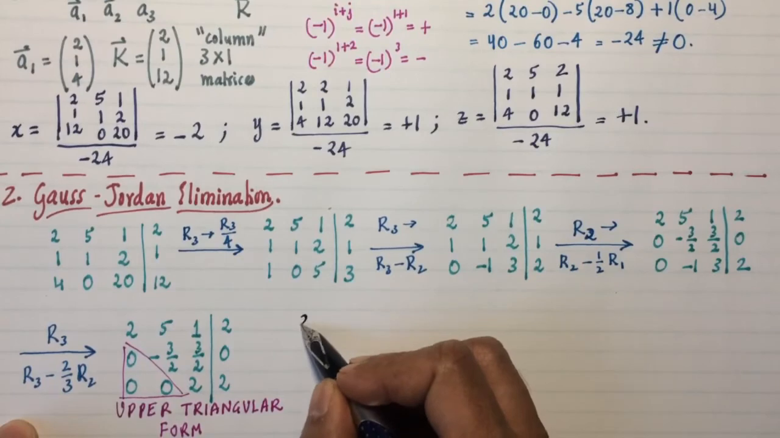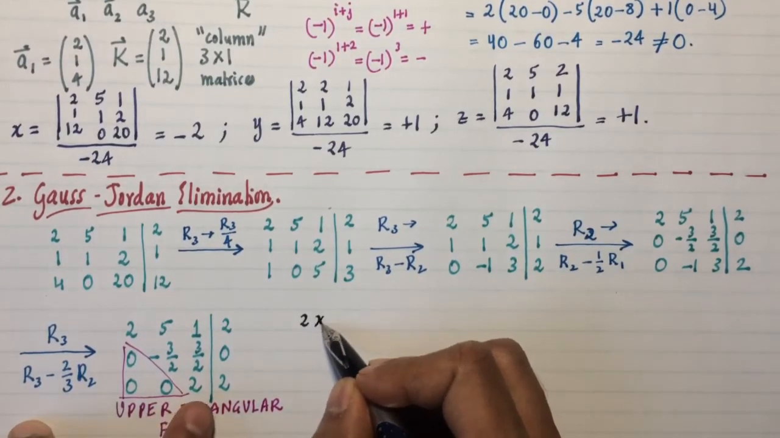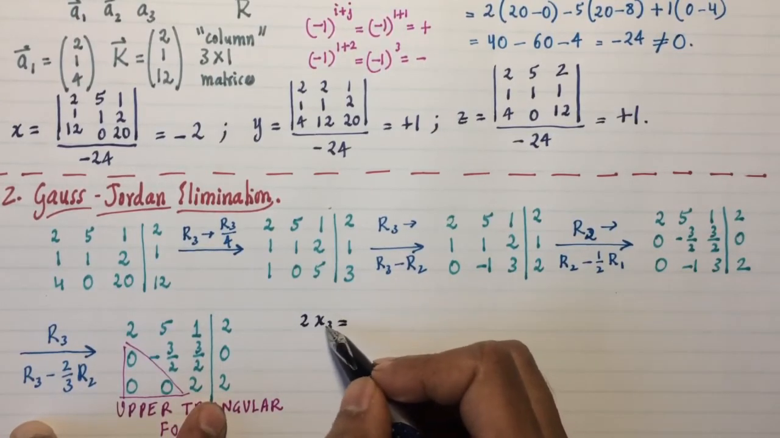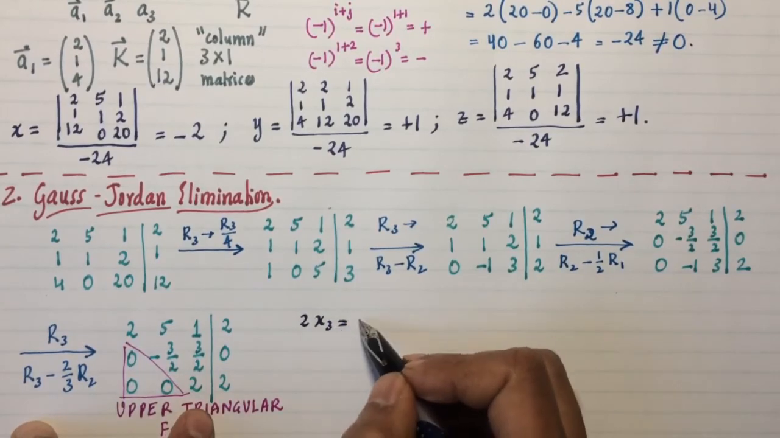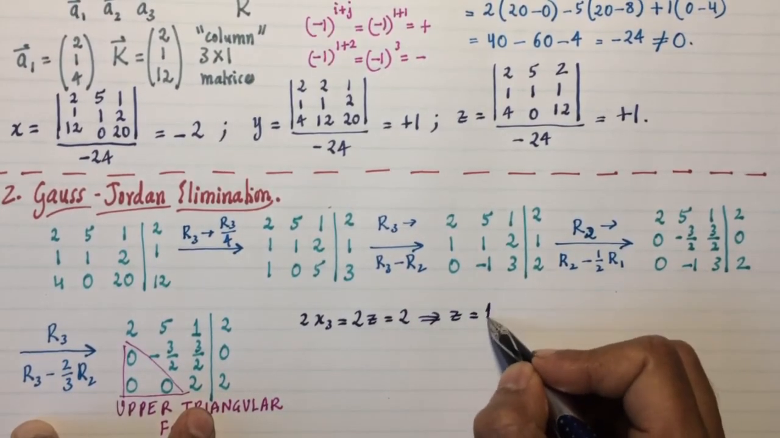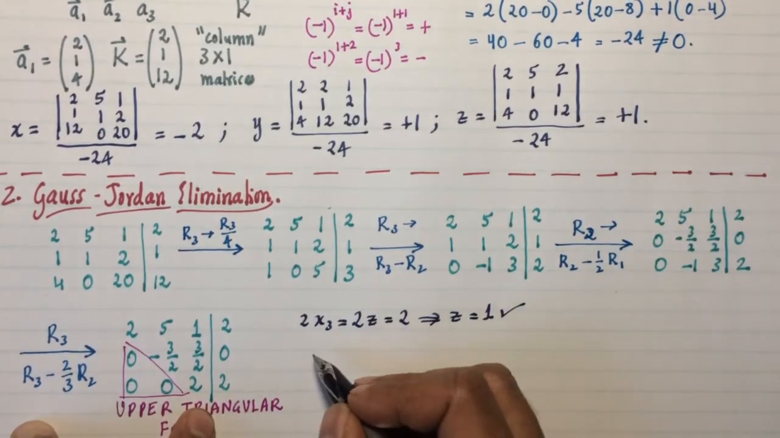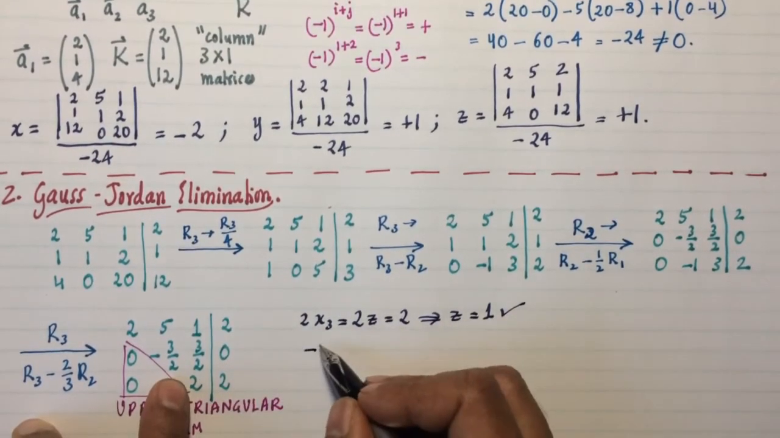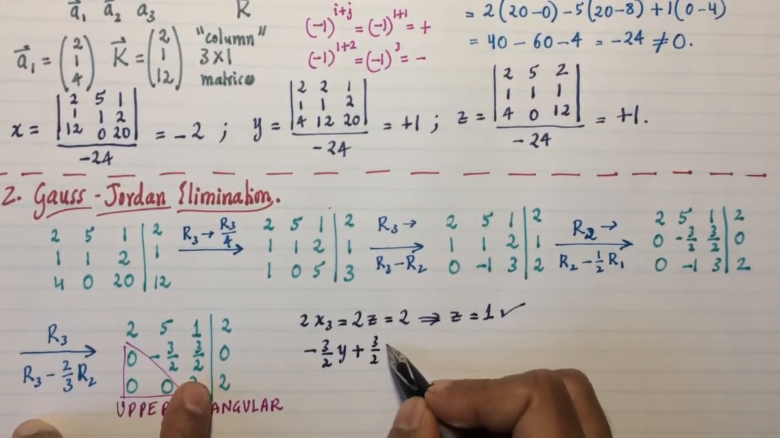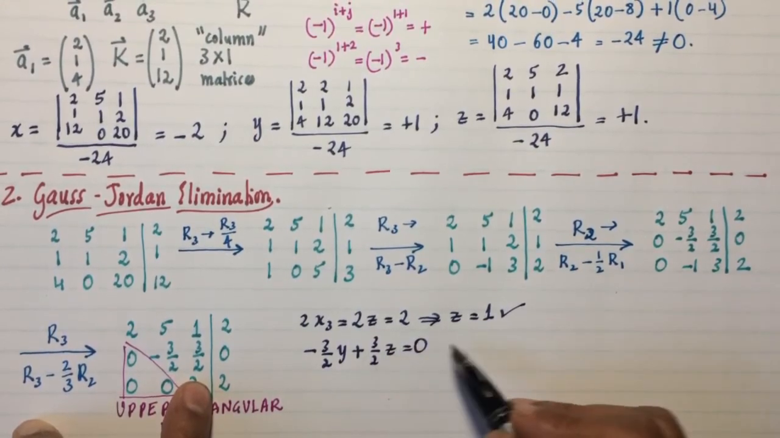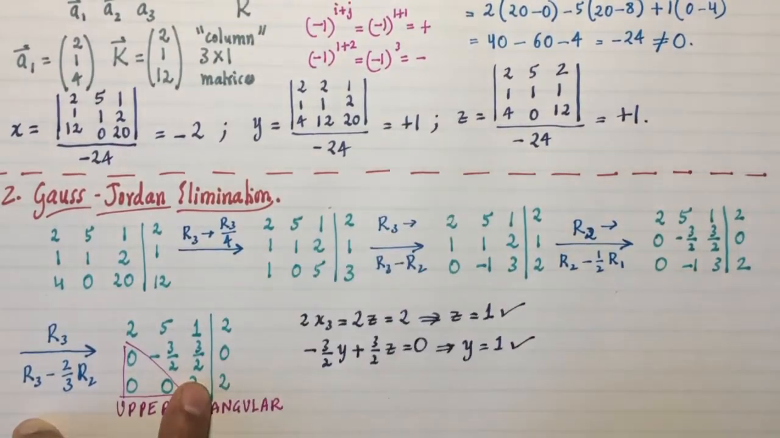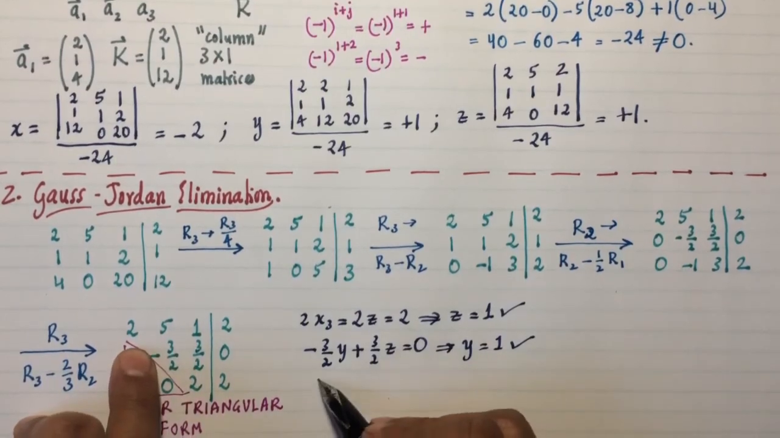So the equations look like, first of all, the easiest one is 2x3 equals 2. I'm writing it as x1, x2, and x3, but that's really z, so I'll write it as 2z equal to 2, which means that z equals 1. Well, that's exactly what we have there. Once you have z equals 1, you can find out what y will be. This tells me that negative 3 halves y plus 3 halves z must equal 0. That's only possible if z is equal to 1, that's only possible if y also is equal to 1, which agrees with that. Once you have z and y equal to 1, you can immediately solve for x.